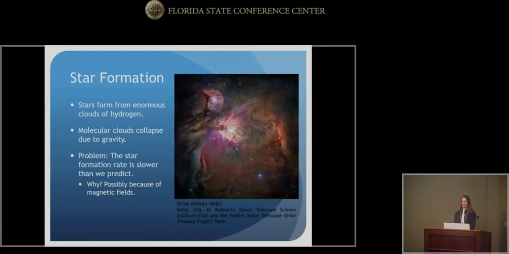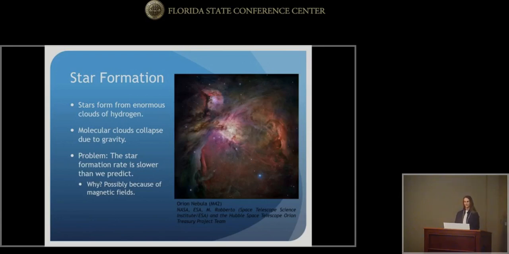So here's a beautiful image of a molecular cloud. This is the Orion Nebula in the constellation Orion. And this is a real image taken by the Hubble Space Telescope. And there's something really interesting about this molecular cloud. And that is, it shouldn't actually be here. So what do I mean by that?